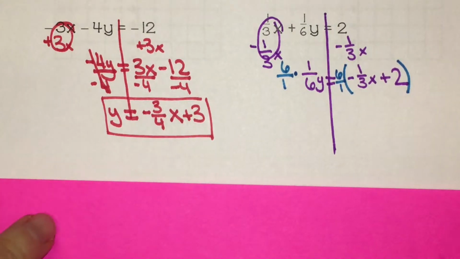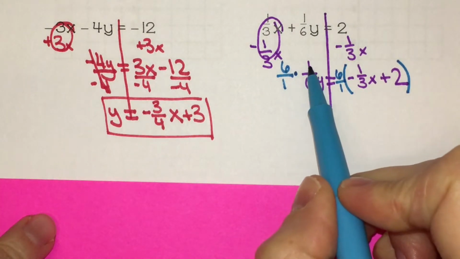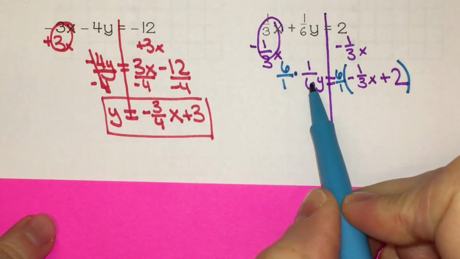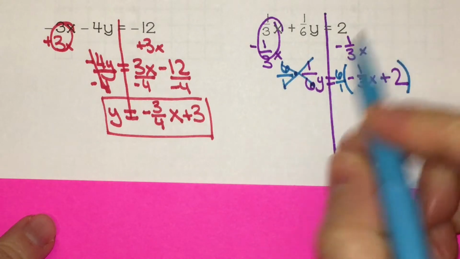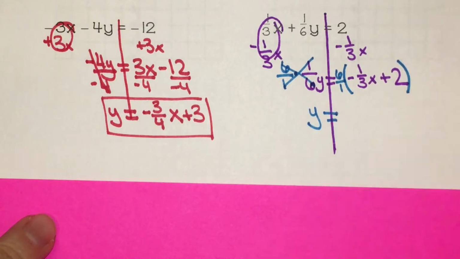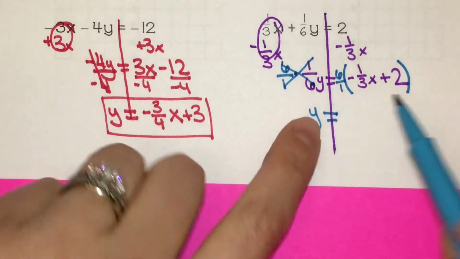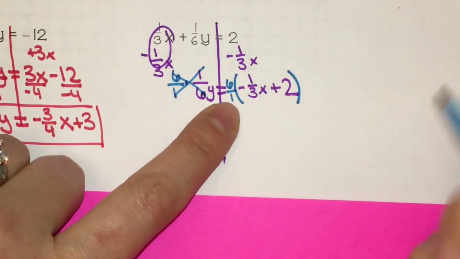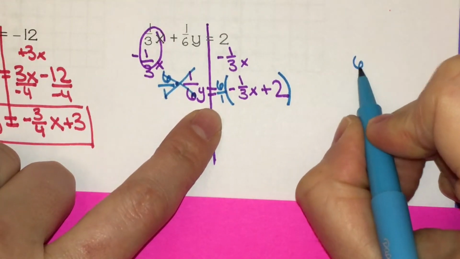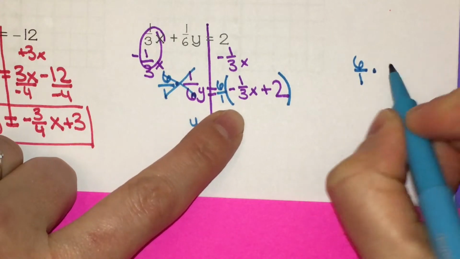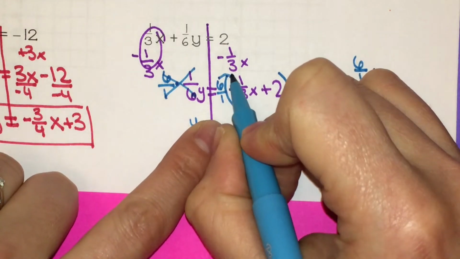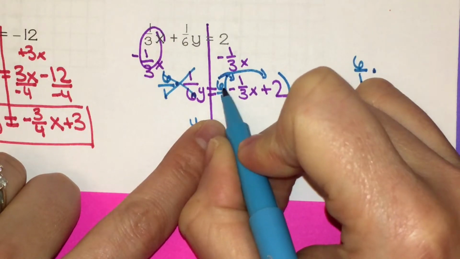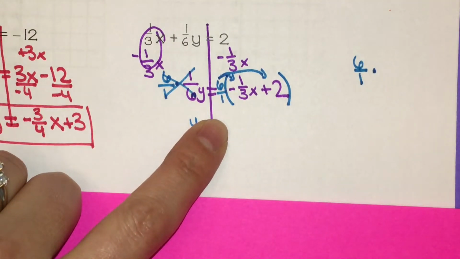Okay, so, well, 6 times 1 is 6. 1 times 6 is 6. And 6 divided by 6 is 1. So this just leaves me with 1y. All right, here, I'm going to do a little math to the side so you can see what I'm doing. 6/1 times negative 1/3 x. I'm just going to distribute this 6/1 and multiply it by everything inside the parentheses.